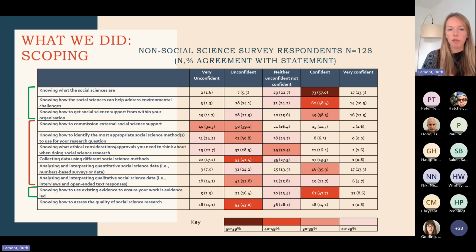But they much more struggle with getting that external commissioning, knowing how to do that, and also doing any of it themselves. This might be expected, but we then found it really helpful to have their open-ended responses in the survey, and also the interviews with the social scientists, to find out a little bit more about how we could address these needs that might be represented in these levels of confidence.